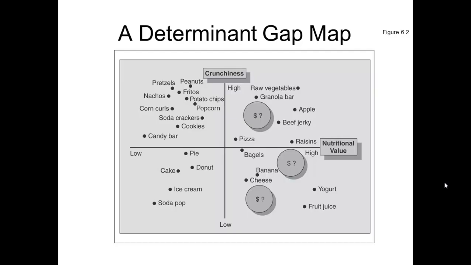Okay, a determinant gap map. And what they're doing is they're plotting different things on this chart. Crunchiness would be the higher part of this chart, high crunchiness. Low crunchiness would be on the lower part of the chart. Nutritional value, high would be to the right, high nutritional value. Low nutritional value would be charted to the left. So that's how that works. And they just put them where they think it's appropriate.